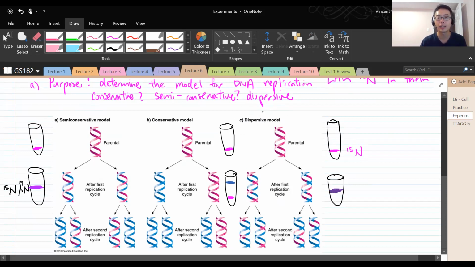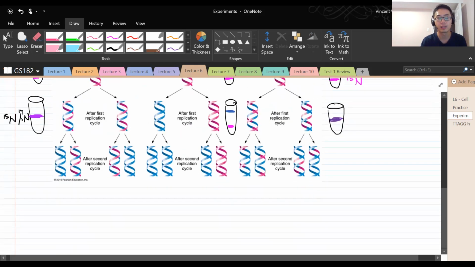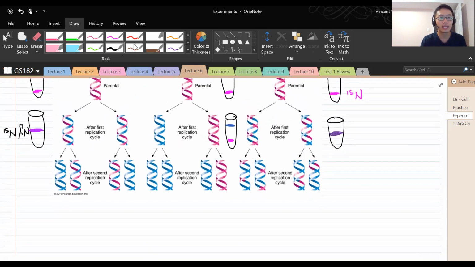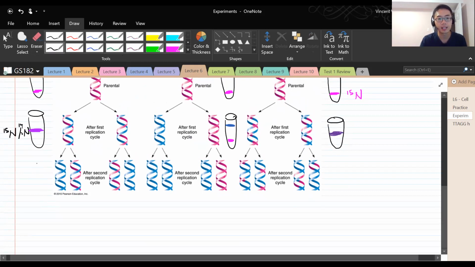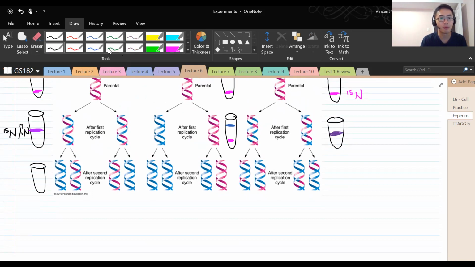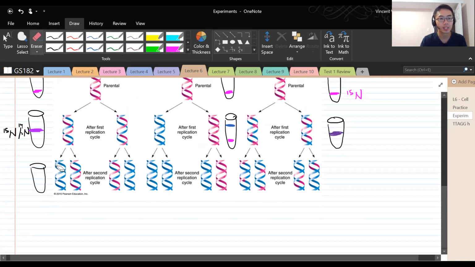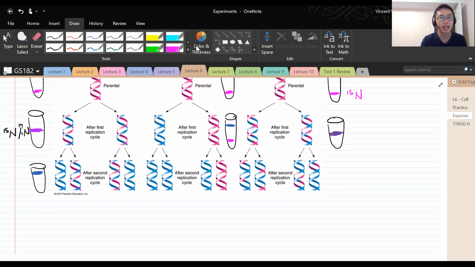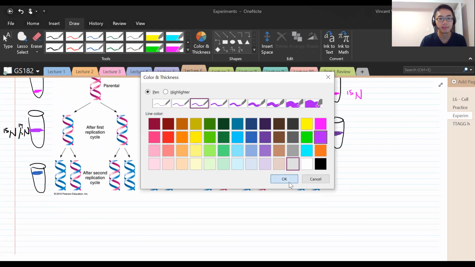So they do it for another generation. They allow the E. coli to grow for another generation with the N14, and then they extract the DNA. So you can see here, in the semi-conservative model, you would expect to have what kind of band? There's going to be a lighter band now, and then you're going to have a mixed band.